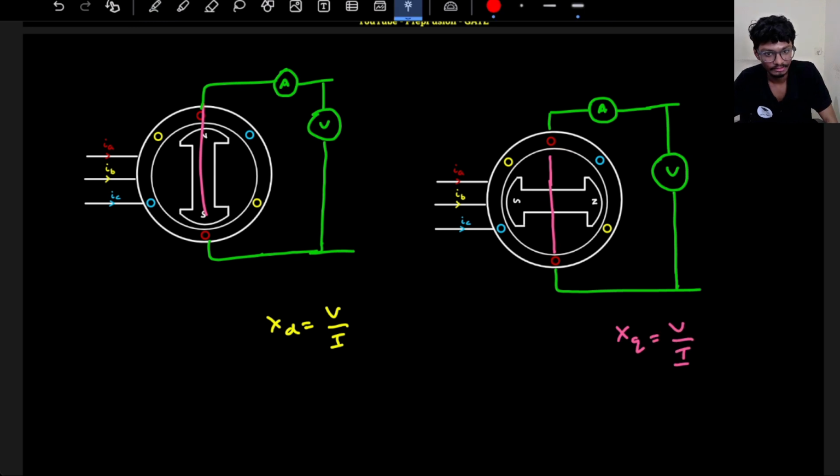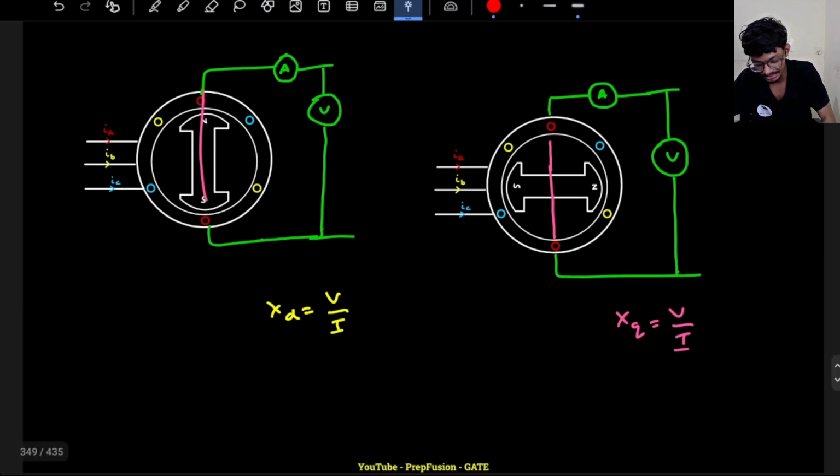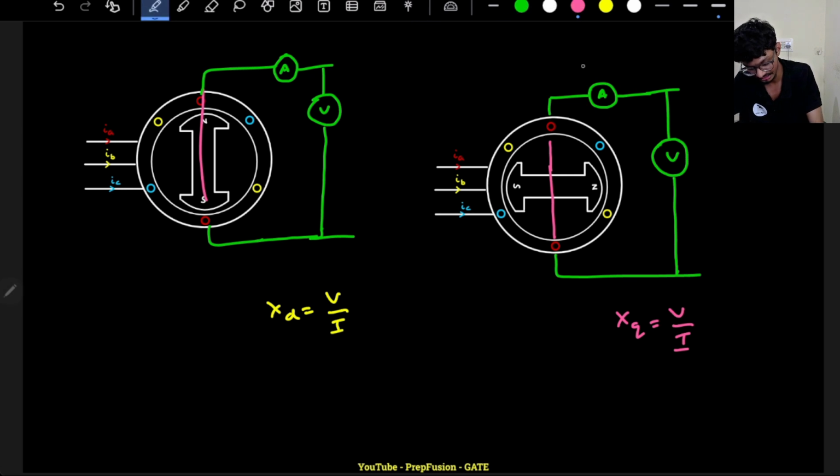So this is exactly what we will do: we will provide a three-phase balanced supply on the stator side, and we will provide an ammeter and voltmeter, and that ammeter and voltmeter will not measure the average value or RMS value, they will measure the instantaneous value. We will take instantaneous readings.